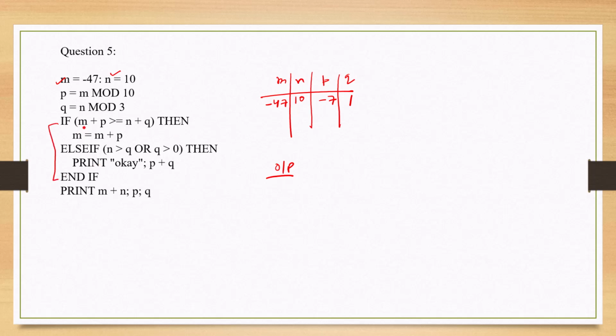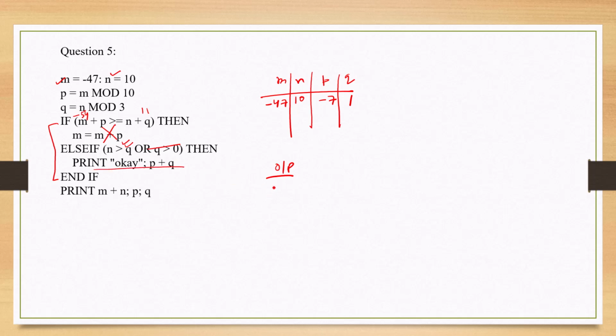Now the if, else if and end if, right? So first condition is M plus P. M plus P means what? Minus 47 plus minus 7, that's going to be minus 54, because both are minus, so it is getting added. And N plus Q, that is going to be 10 plus 1, 11. So the condition is minus 54 greater than equal to 11, which cannot be correct. Check the second condition. N is greater than Q, that's 10 greater than 1, correct? 10 greater than 1 is correct, so no need to check the second condition. The first is already correct. Go ahead with this one, this print statement.